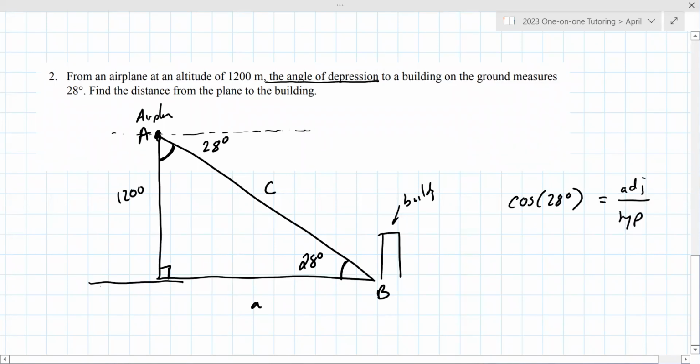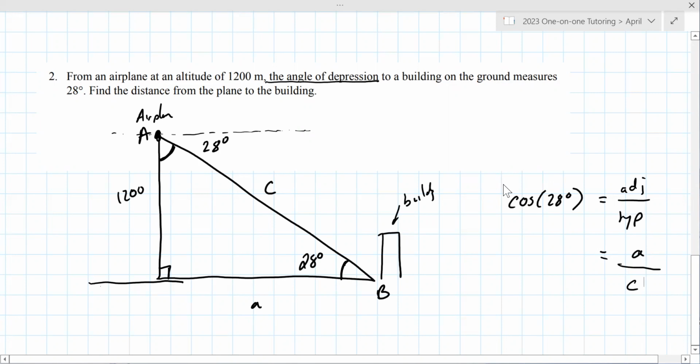So what is the adjacent? 1,200. 1,200 is not the adjacent. Adjacent means next to. Oh, A. It'd be A. And the hypotenuse is across from the 90-degree angle. 1,200. Wait, no. It's C. And we don't know C. So we probably shouldn't use cosine. It'll be sine then, right?